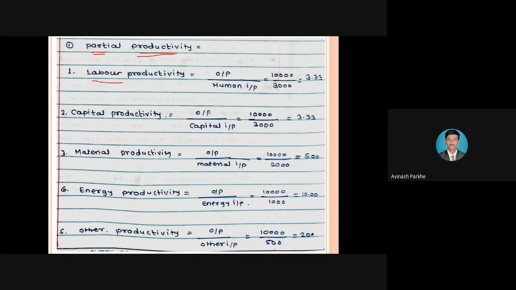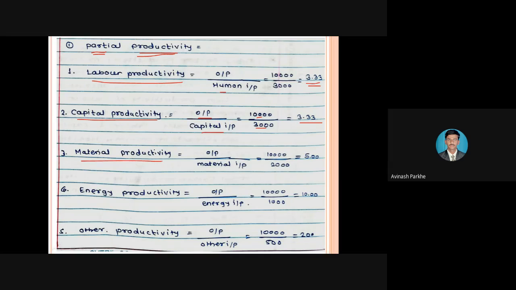So first, labor productivity. Labor productivity is equal to output upon human input. Labor means human. Total output is 10,000, human input is 3,000, so you will get labor productivity equal to 3.33. Similarly, second input, capital productivity, which is equal to output upon capital input. Capital input is 3,000, total output is 10,000, so you will get capital productivity again 3.33.